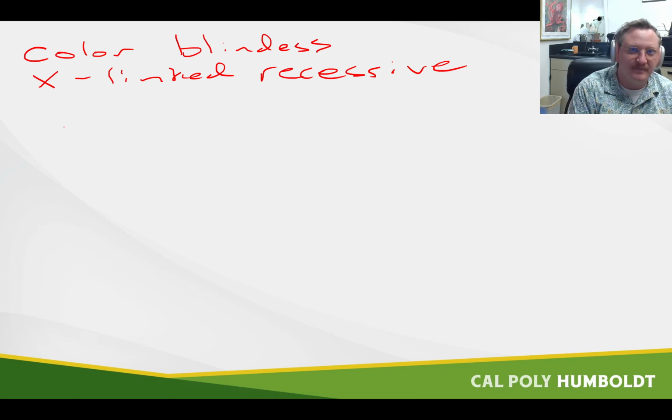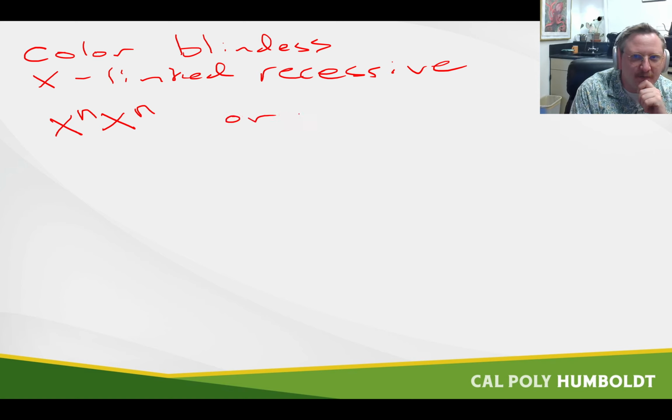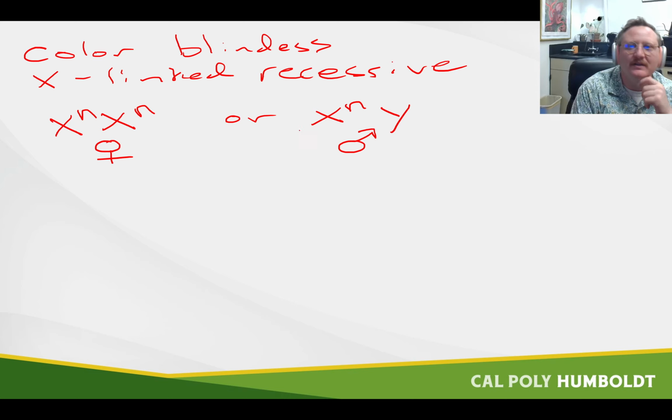That means that there are two possible genotypes for color blindness. There's this one or this one. So the homozygous recessive or the hemizygous. And right here would be the female, and right here would be the male. Both of these genotypes would lead to colorblind offspring.